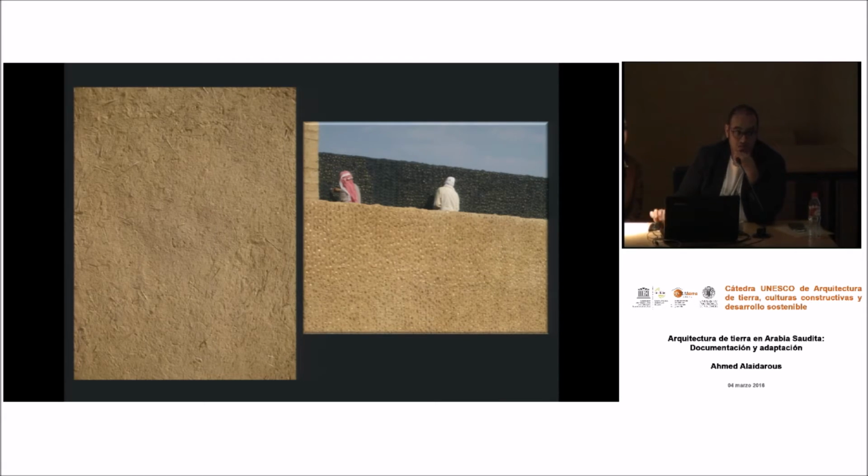Yeah, while they mix the material, they put in the cement.